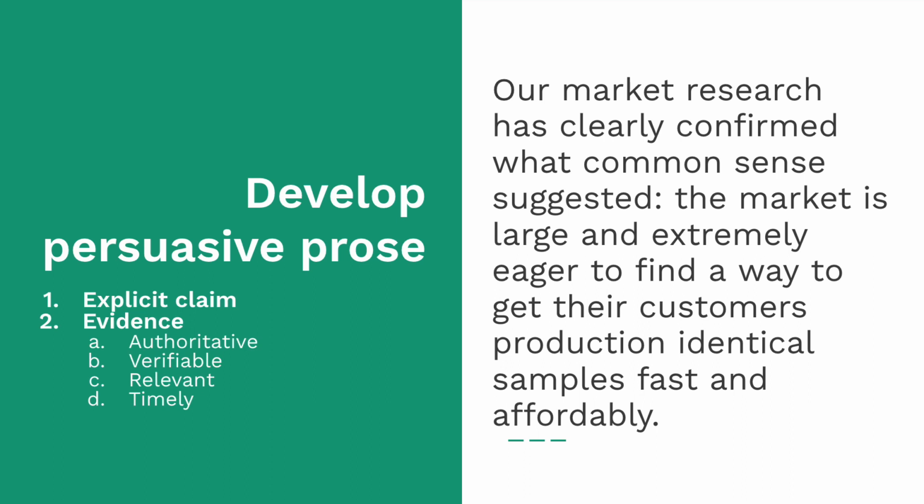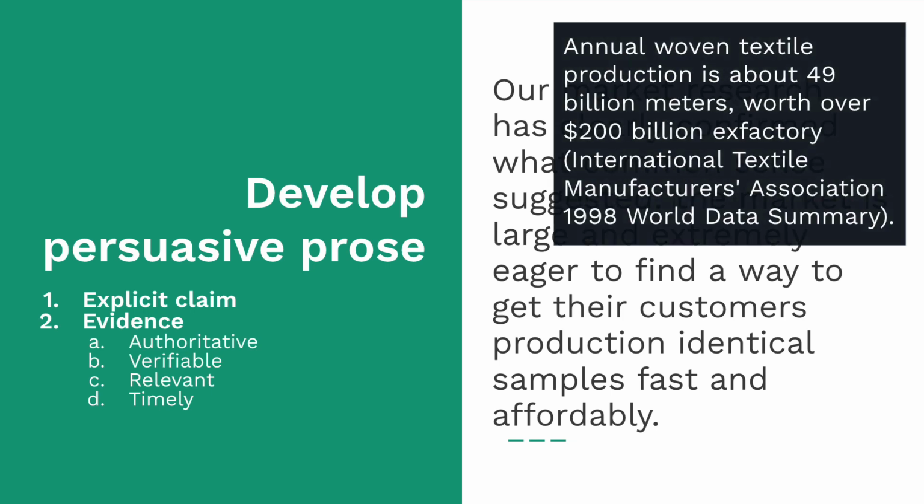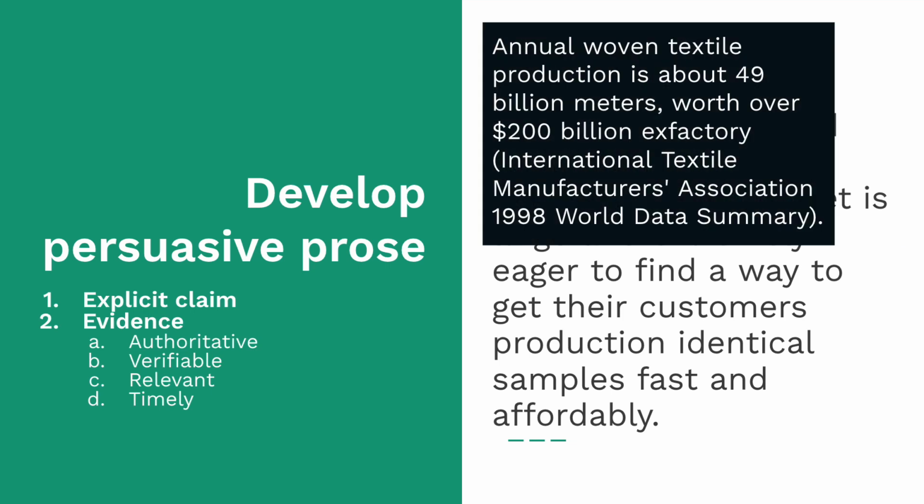The second element of persuasive content I want to emphasize is evidence. Let's consider how evidence enhances persuasiveness. If the writer adds the evidence shown in the black box here, the audience should be more willing to accept their claim because the audience sees authoritative and verifiable evidence that the market is large. The evidence is authoritative because it comes from a reputable source with specific expertise in textile production. The evidence is verifiable because the audience could see the evidence for themselves if they wanted. These 2 qualities should persuade readers to process the message through the central route.